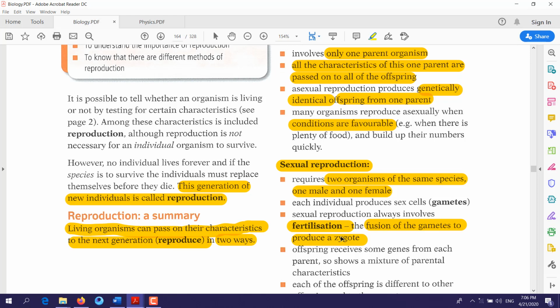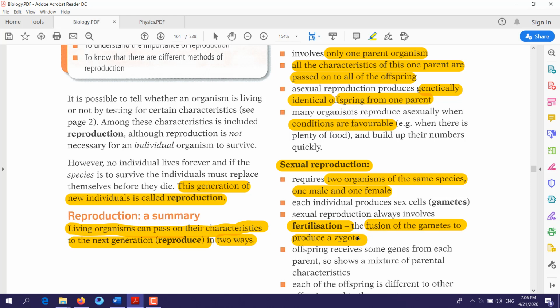Now, after fertilization, there will be a zygote, and this zygote will become the embryo. Then it will develop to be the offspring. But in asexual reproduction, we said the offspring will be genetically identical to the parent. Why? Because the genes pass from parent directly to the offspring.